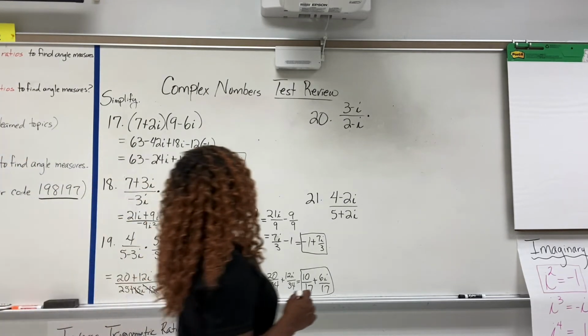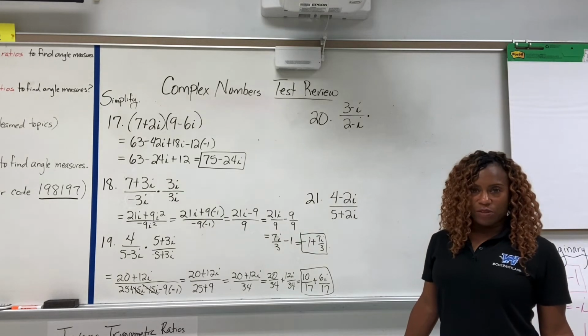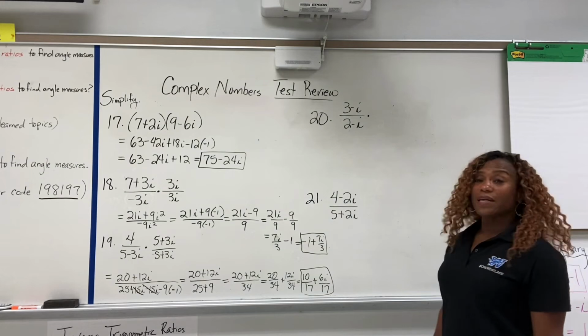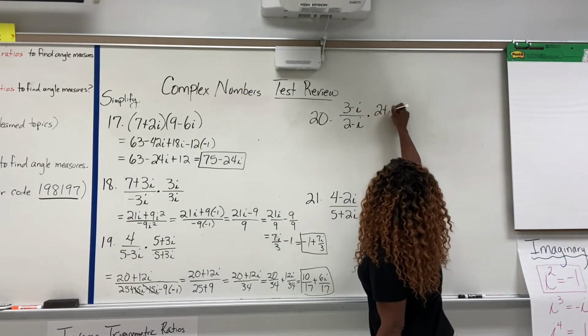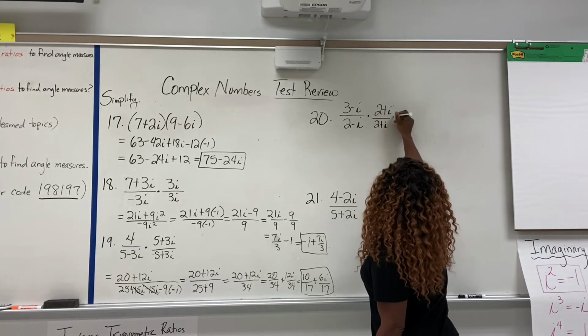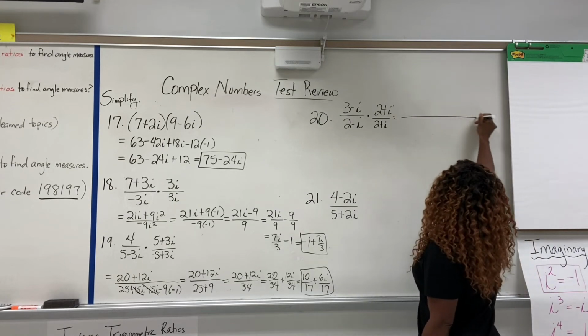Number 20. Who can tell me what the conjugate of the denominator is for number 20? You're right, 2 plus i. So I'm gonna multiply by the conjugate over itself. And we've got some division to do, don't we? Let's do this multiplication. Gonna be a little long.